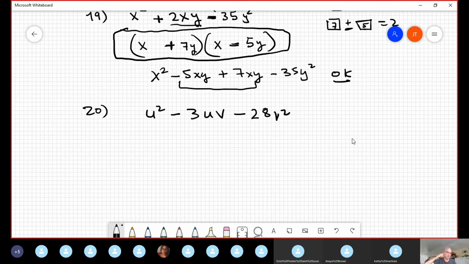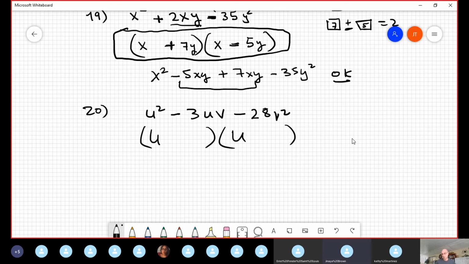Okay. The expression is u squared minus 3ub minus 28b squared. I try to find the factorization. I know it's a regular trinomial. You open two parentheses. I put the name of the first variable, u. Nice. Now the complicated part, the combination: two numbers that multiply to give me 28, and somehow when you add or subtract, give me 3.